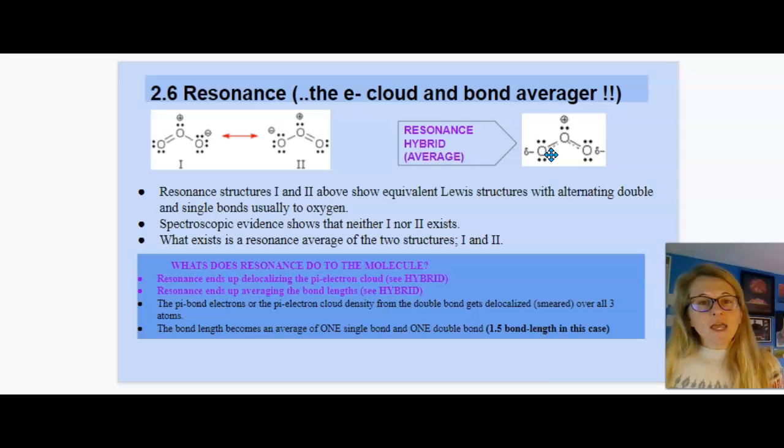So our length here, if a single bond was a length of 2 angstroms and a double bond was a length of 1 angstrom, then our hybrid structure has a bond length of 1.5. And it has an average of 1.5 bonds between them. And oxygen 1 and oxygen 3 are going to be partially negative because half the time they are negative and half the time they are not. And oxygen number 2 is going to be positive all of the time.